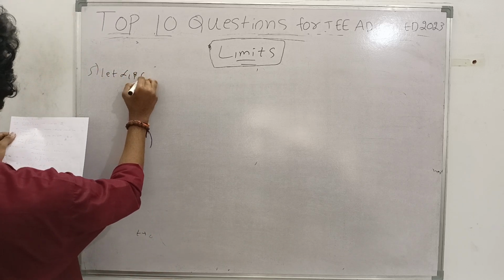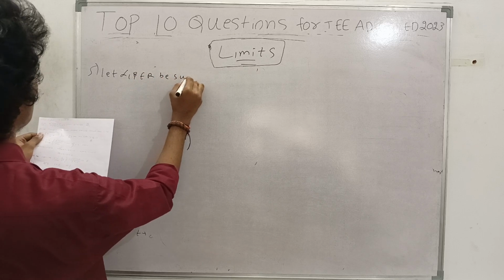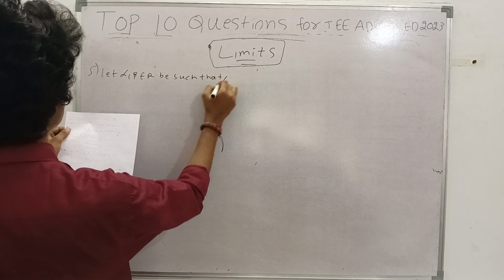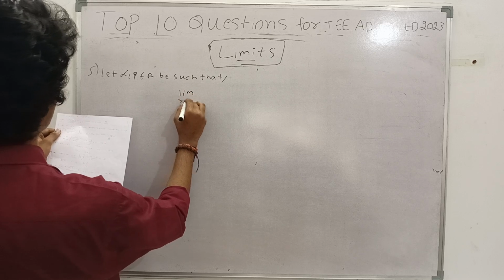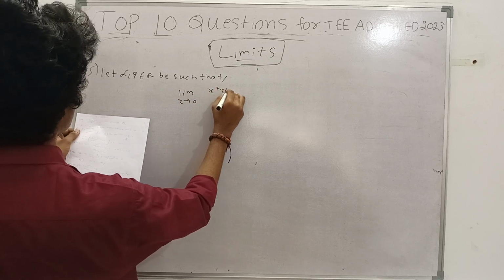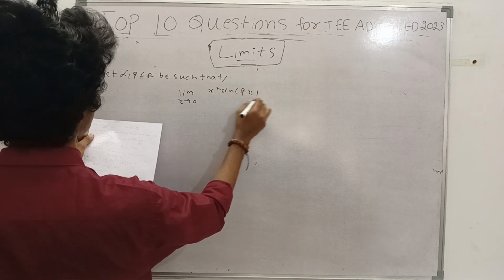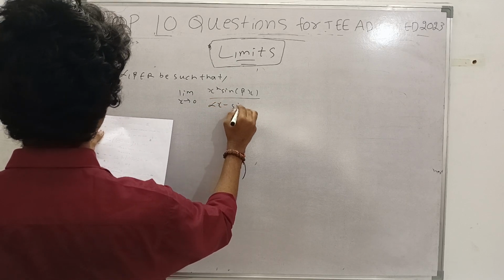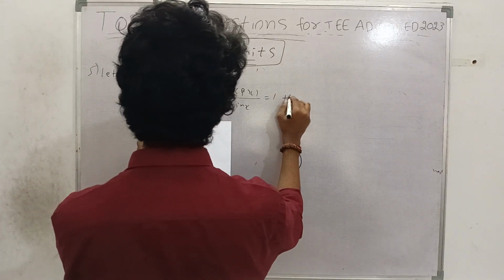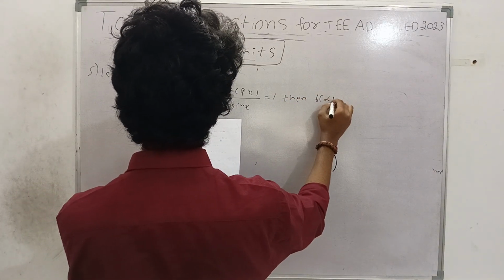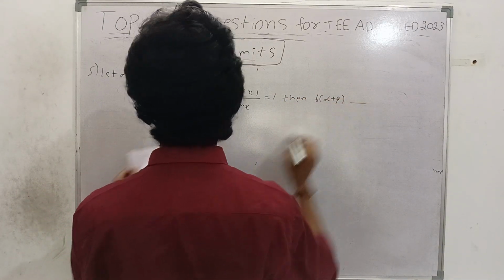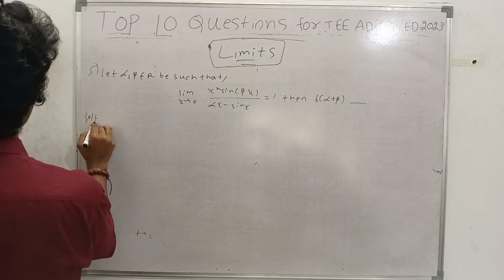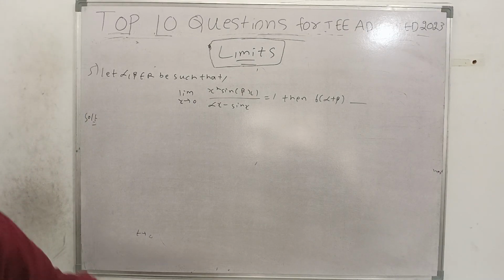Let alpha comma beta belongs to R be such that limit x tending to 0 x square sine of beta x divided by alpha x minus sine x equal to 1, then 6 into alpha plus beta, what it is? Very simple question, but it is a JEE Advanced question.